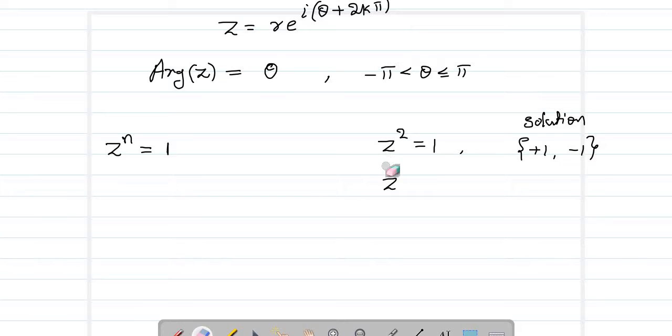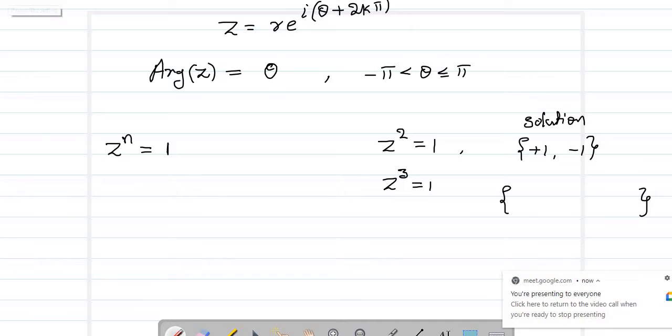Fine. Next, if I have z cube equal to 1, can you tell me what the solution set is? What are the numbers which satisfy this equation? They can be any numbers, real numbers or complex numbers. You can think of one solution at least. Tell me one solution of this. 1. Okay, 1 is one solution because when you substitute 1, we get an identity. Therefore, it is a solution.